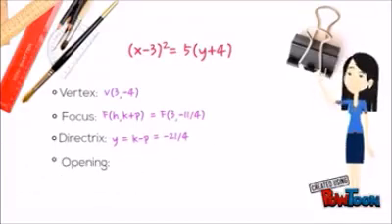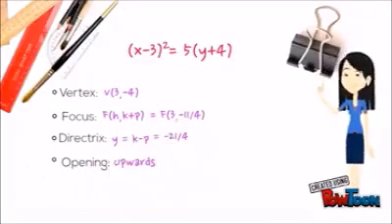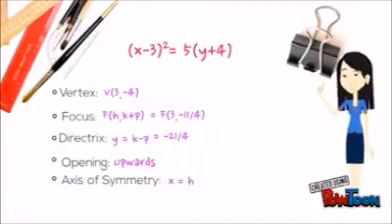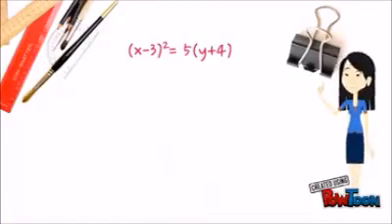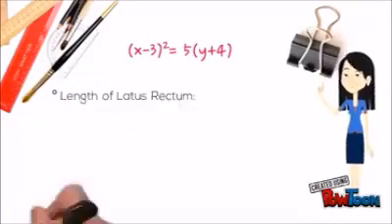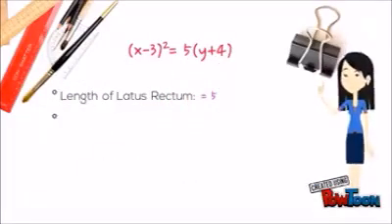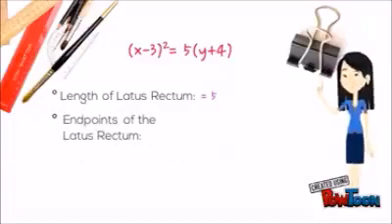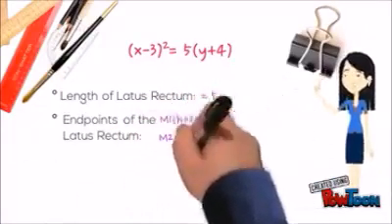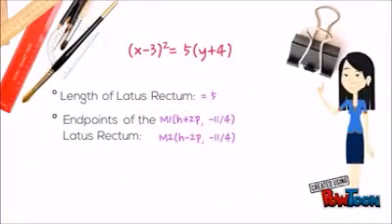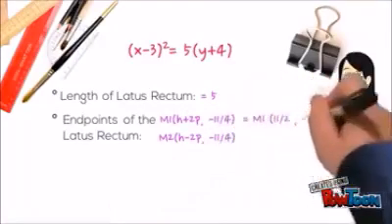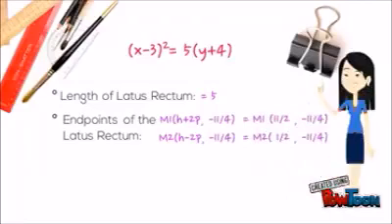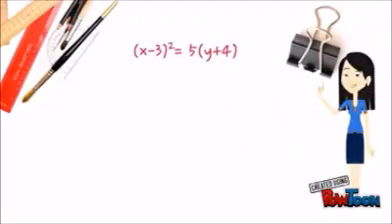Opening of this parabola, as mentioned multiple times, is upwards, and the axis of symmetry for parabolas facing downwards or upwards is x equals h. For this case, x equals 3. The length of the latus rectum, as we know, is equal to 5, while its endpoints are beside the focus, thus they have the same y-coordinate, while their x-coordinate is h plus minus 1/2 the latus rectum. The endpoints of the latus rectum of this parabola are at 11/2, -11/4, and 1/2, -11/4.